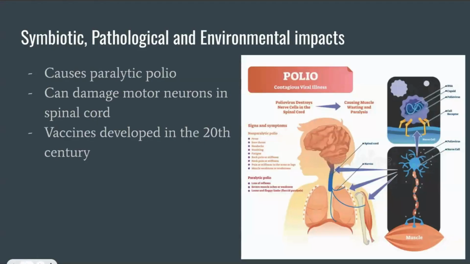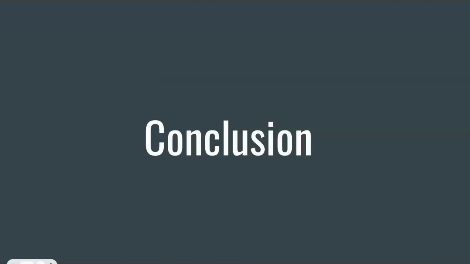Pathologically, poliovirus is infamous for causing paralytic polio. In severe cases, it damages motor neurons in the spinal cord, leading to irreversible paralysis or death. However, vaccines developed in the 20th century have been game changers. Thanks to these vaccines, global polio cases have plummeted by over 99%, though challenges persist in eradicating it completely.